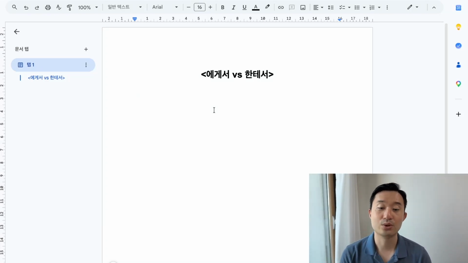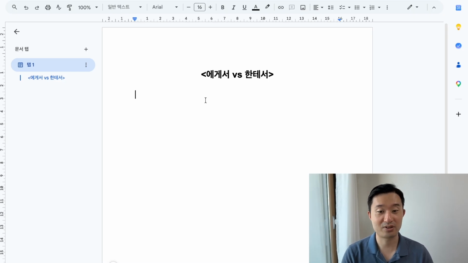안녕하세요. So today, one of my students asked me, what is the difference between 에게서 versus 한테서? So yeah, let's study this part.